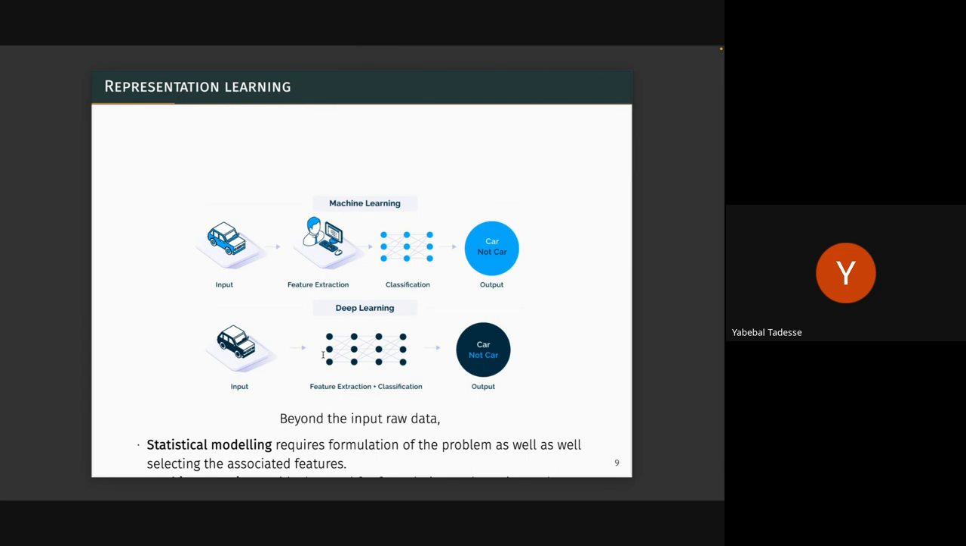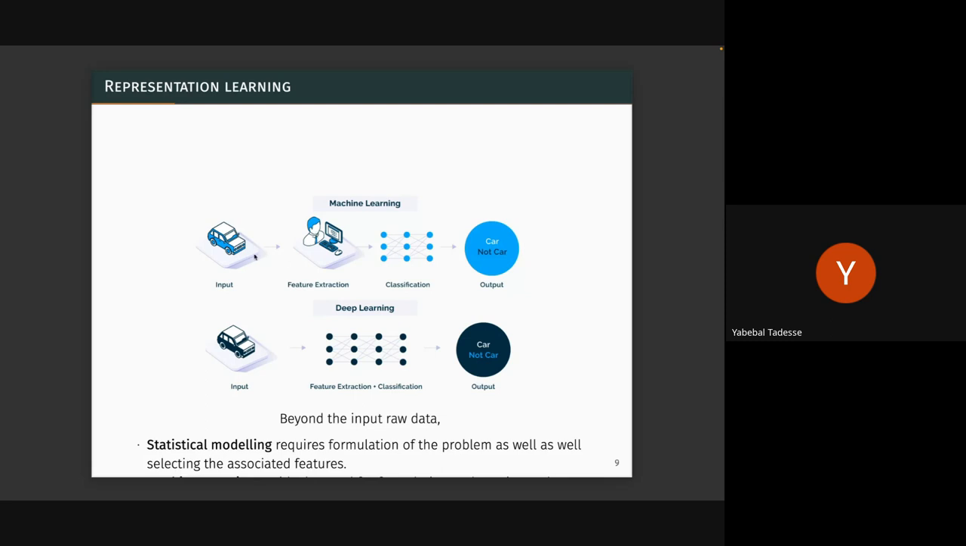So in statistical modeling, we're talking about, beyond the input raw data, which means you get some inputs and then transform that input into features: basically, how many tires it has, the body size, the engine, and so on. We translate that input into some form. In the machine learning sense, we have to extract the features, and that's all. We are not learning.